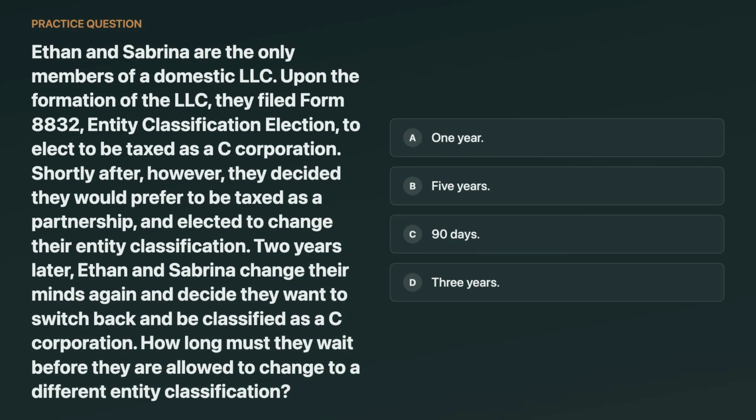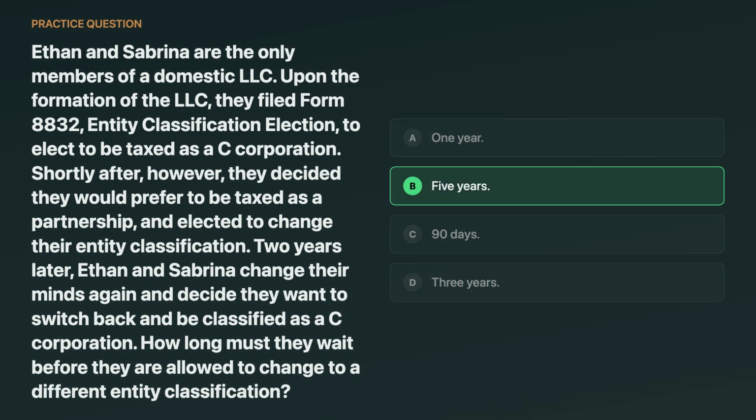Ethan and Sabrina form a domestic LLC and file Form 8832 to be taxed as a C corporation. Soon after, they switch to be taxed as a partnership. Two years later, they want to switch back to C corporation status again. How long must they wait before they're allowed to change to a different entity classification? The options include 1 year, 5 years, 90 days, or 3 years. Think about it.